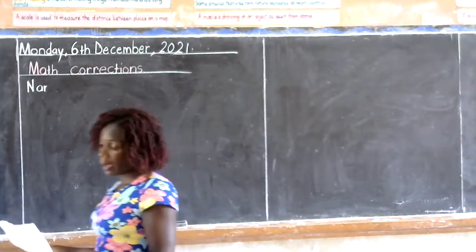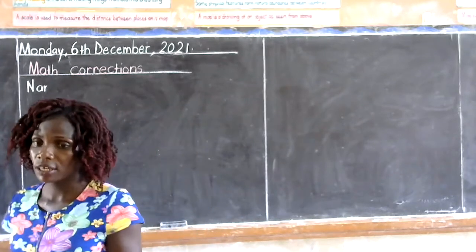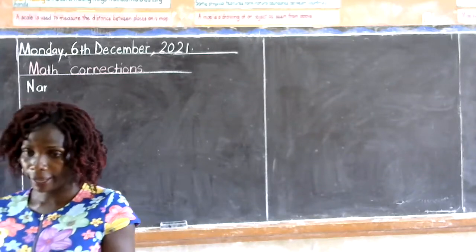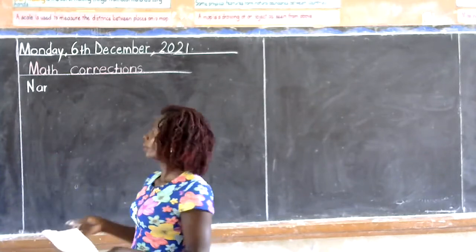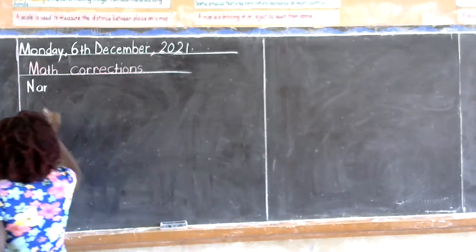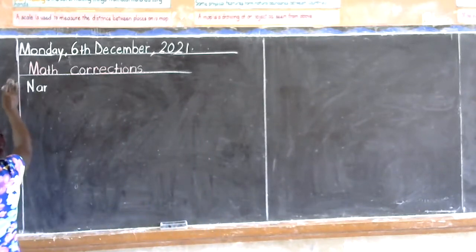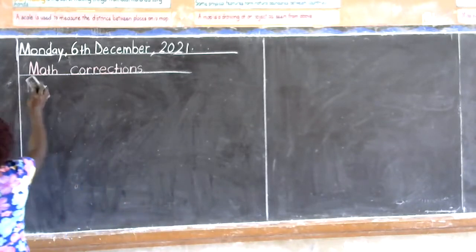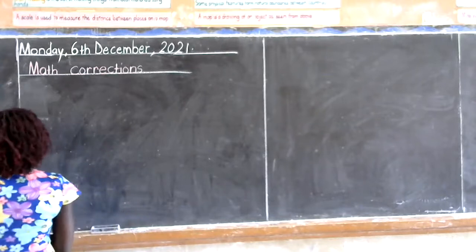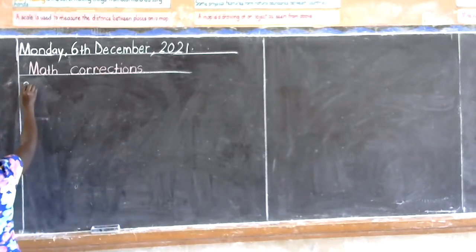Friends, we are going to pass through those numbers you failed. Okay? I want you to pay attention. We have question number 2. Some of you failed this number.